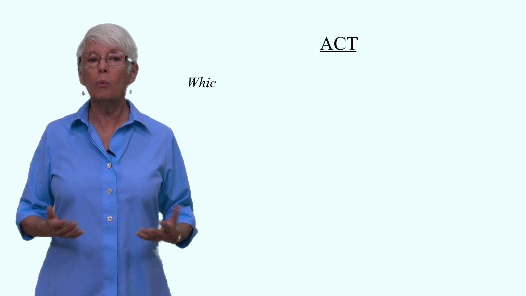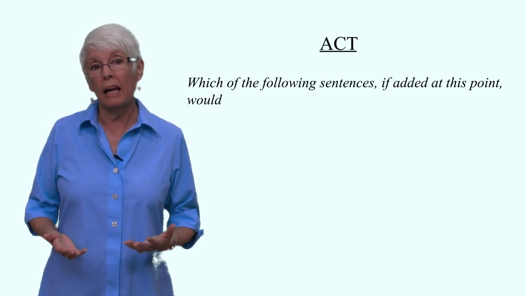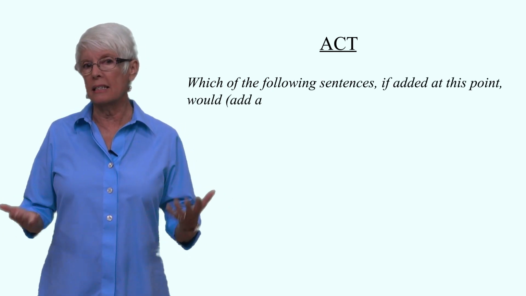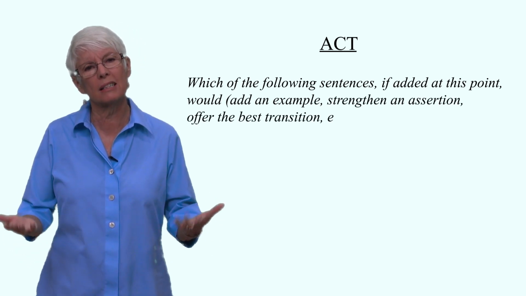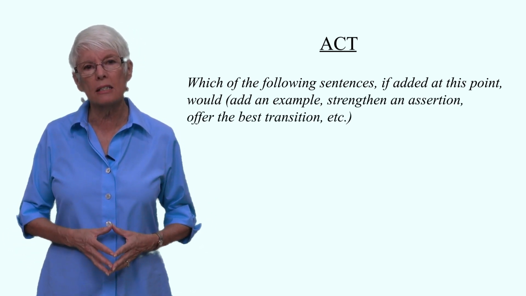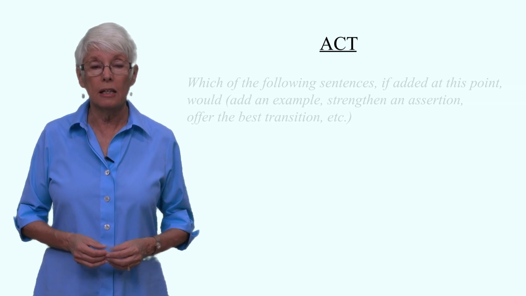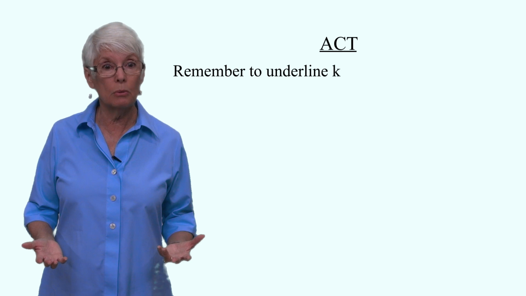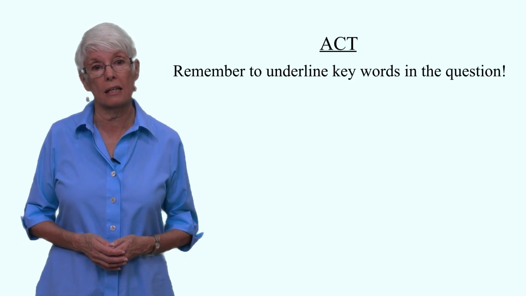We've talked about this previously. The ACT writers typically ask, "Which of the following sentences, if added at this point, would..." and then they'll put in something: add an example, strengthen an assertion, offer the best transition, etc. In these cases, you pick the sentence that best answers that question. Did you remember to underline keywords in the question? That's pillar 4, and it's important to do that throughout the test.